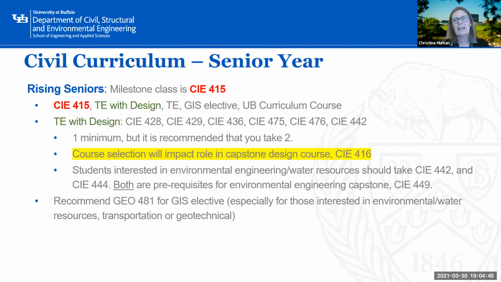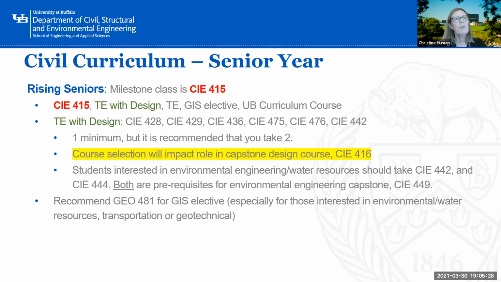So what are the design electives, the technical electives with design? Well, there's steel design and reinforced concrete design. So they're both structural engineering design electives. There's CIE 436, traffic operations and design. It's a transportation class. CIE 475, geometric design of highways. So another technical elective related to transportation. There's CIE 476, design and construction of earth structures, if you're interested in geotechnical engineering. And then CIE 442, which is water treatment process, if you're interested in more water resources, environmental engineering.